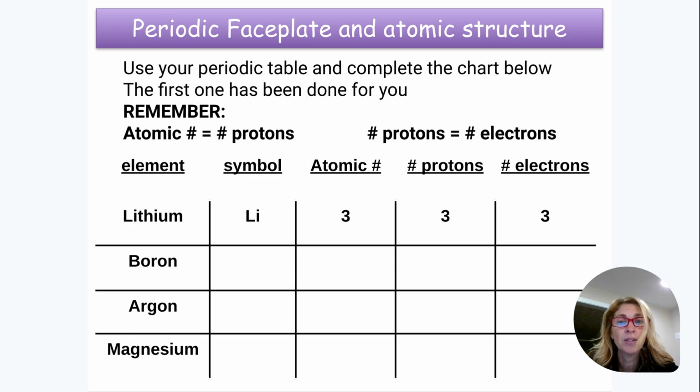The number above the symbol for lithium is the atomic number. It is 3. The atomic number tells you the number of protons. And in neutral atoms, remember that in order to have a net charge of 0, the number of protons must equal the number of electrons. So with 3 protons, 3 positive charges, there would also be 3 electrons and 3 negative charges. Please complete this table for boron, argon, and magnesium. Pause the video, and I will reveal the answers on the next slide.